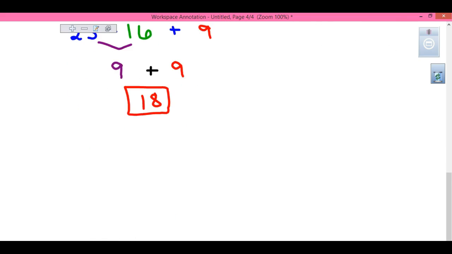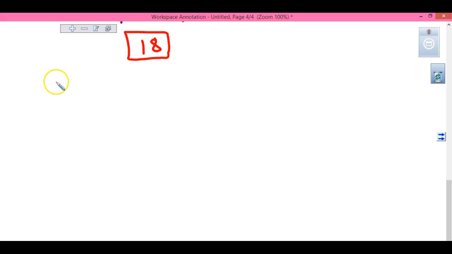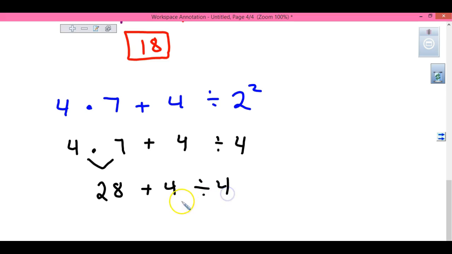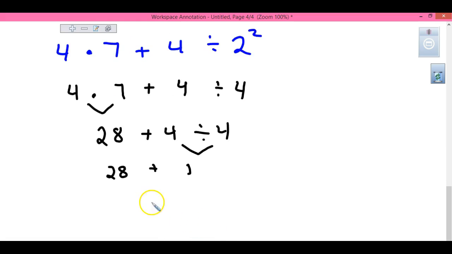Can you try the next problem on your own? Let's say we have 4 times 7 plus 4 divided by 2 squared. So where do we start this problem? Exponent. So 2 squared would be 4. What do I do next? That means 28. What do I do next? 28 plus 1?